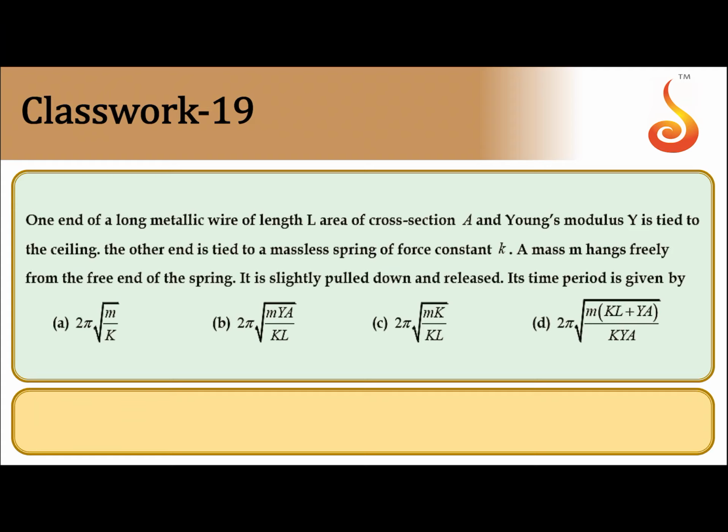Example 19. One end of a long metallic wire of length L and cross-sectional area A and Young's modulus Y is tied to the ceiling. The other end is tied to a massless spring of force constant K. A mass M hangs freely from the free end of the spring. It's slightly pulled down and released. Its time period is given by, OK.